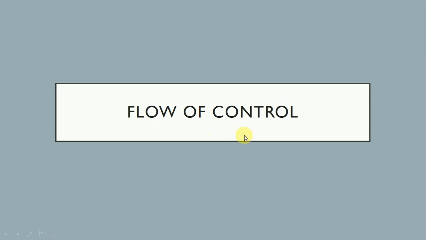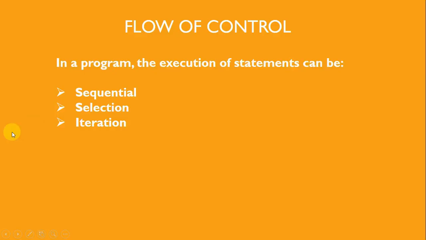In this tutorial, we will talk about flow of control. In a program, the execution of statements can be sequential, selection, and iteration. But before understanding them deeply, let us talk about flowcharts.